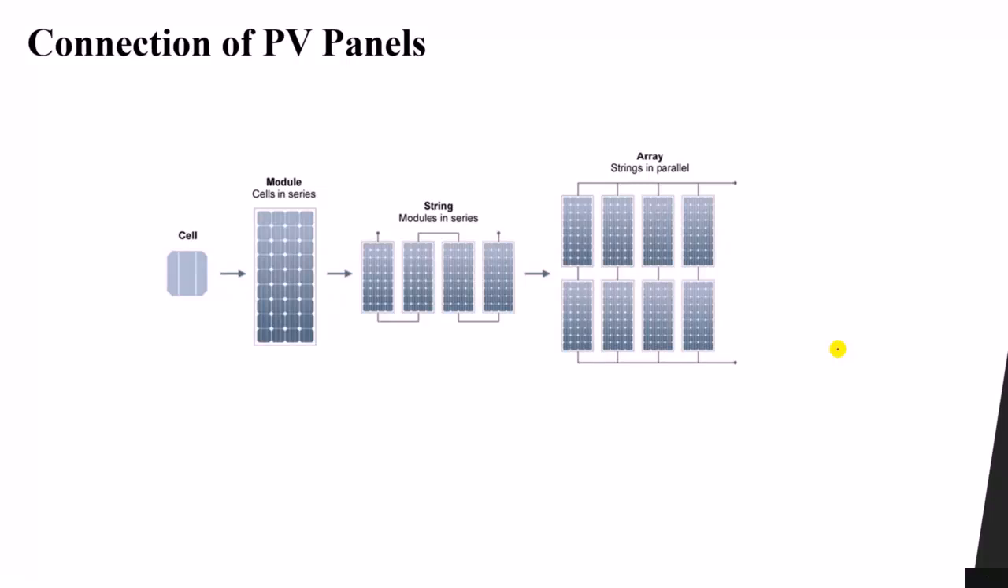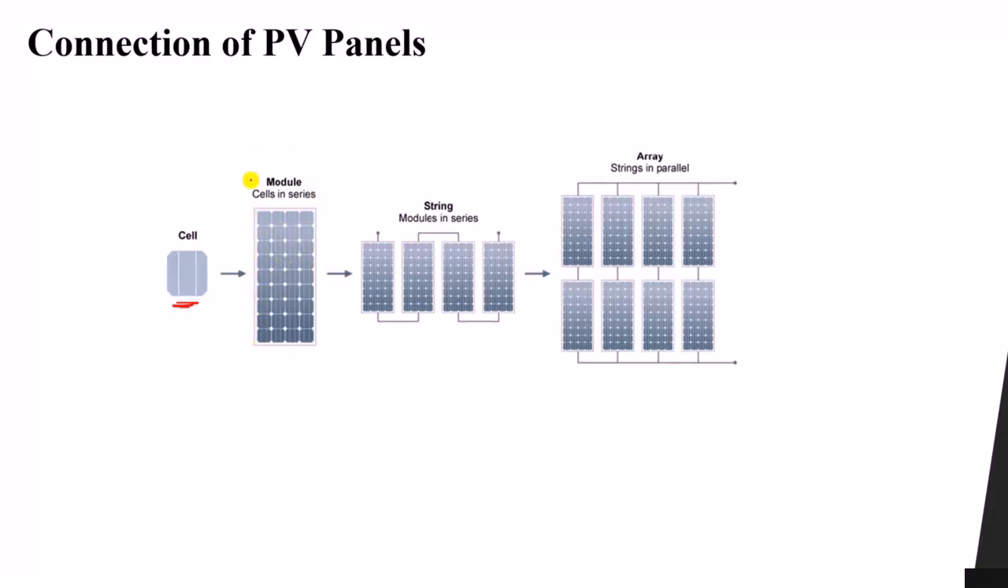Now, as you can see, for example, this is a system for our PV. This is a PV system. So we have first the building unit, which is a fundamental building unit, which is a cell, which we have discussed before, with its own different types, such as monocrystalline, polycrystalline, and so on. Using each cell, we form one module or one panel.